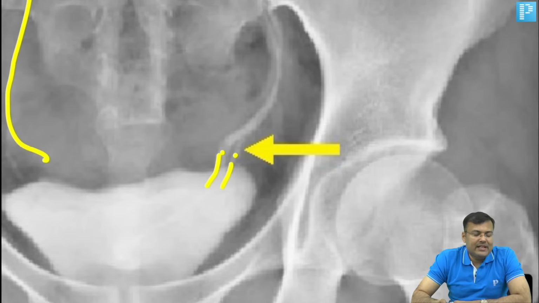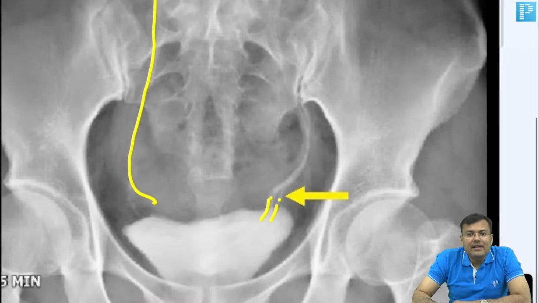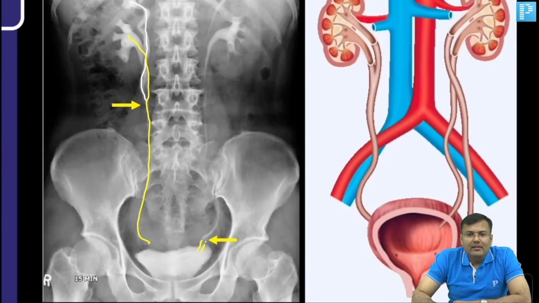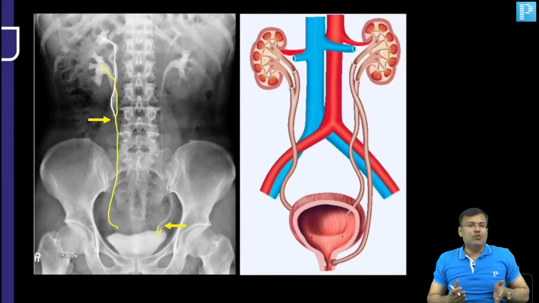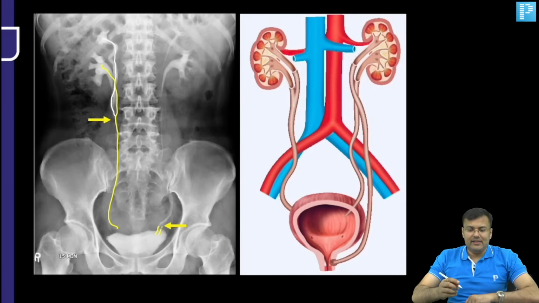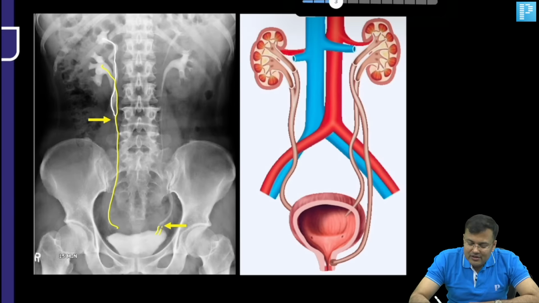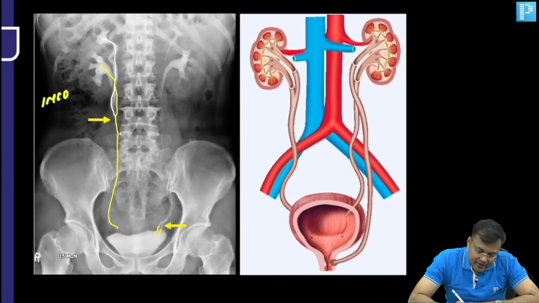So, what kind of duplication is there? If two different openings are there in the bladder, this is complete duplication. And if both ureters are going to join together before draining into the bladder, this is incomplete duplication. So, guys, what's the diagnosis here? On the right side, there is incomplete duplication. On the left side, there is complete duplication.